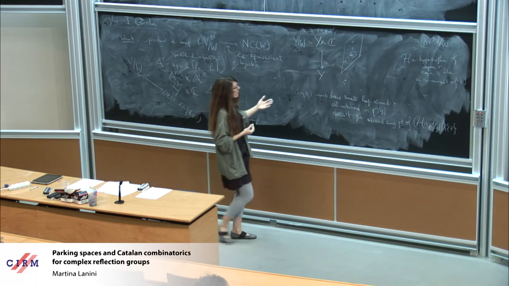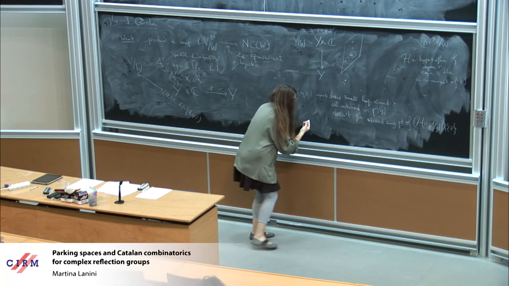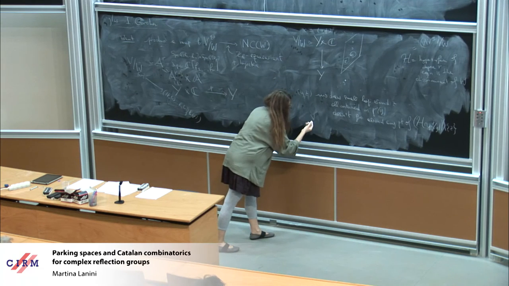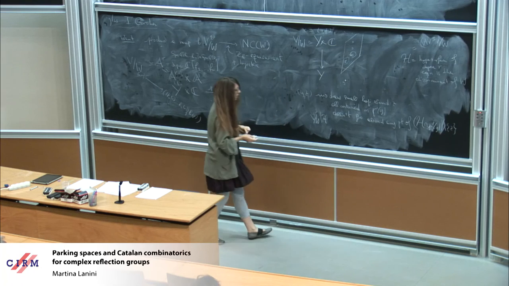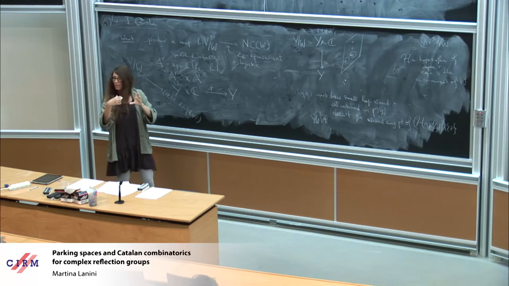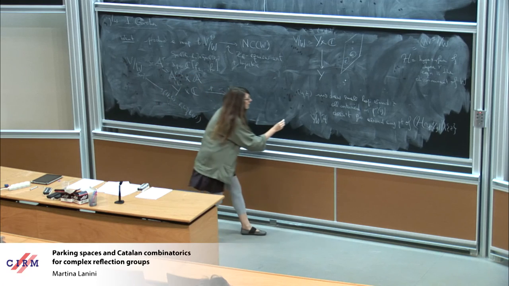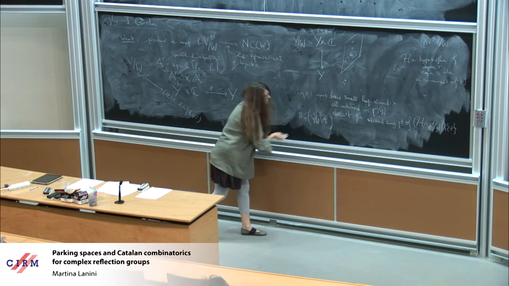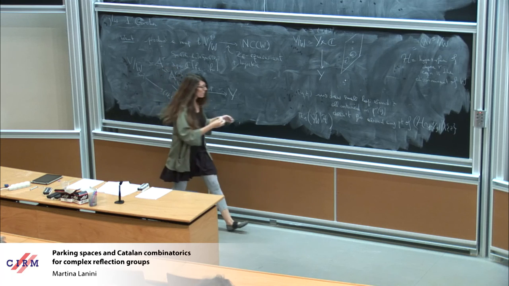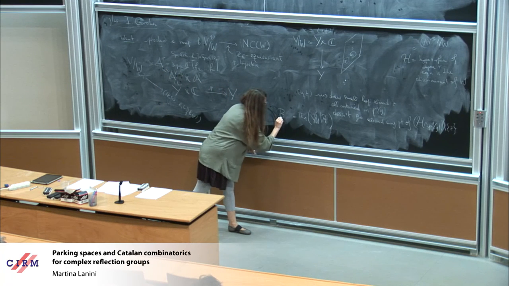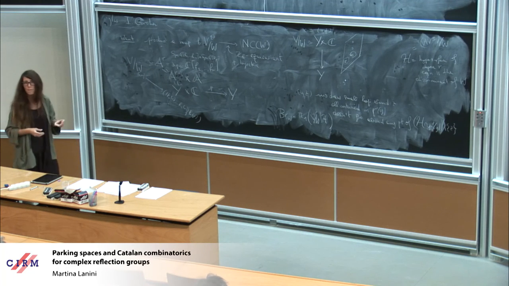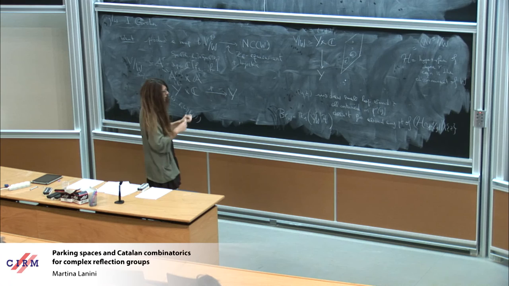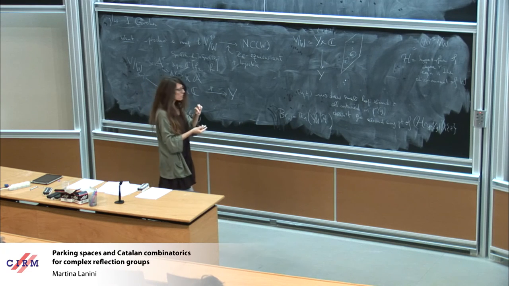So now what do we have? Now we have a path in V mod W minus H, which is the same as V reg mod W. And we've seen this already in Irene's talk: if we look at the fundamental group of this space, this is, by definition, the braid group of our complex reflection group. So now we have an element in this pi 1.